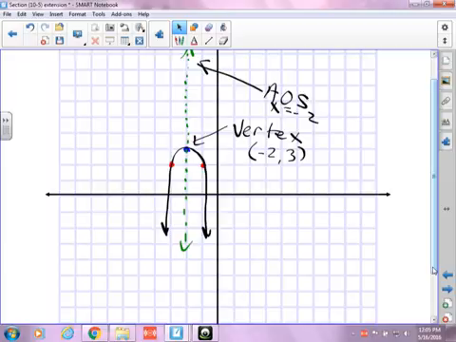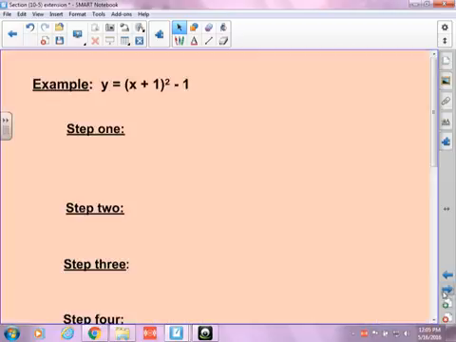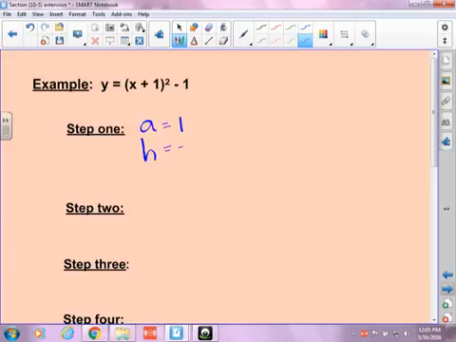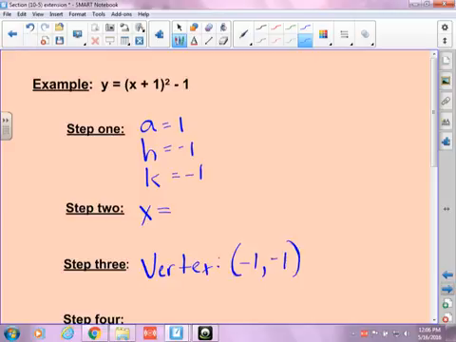All right, let's go on to the next one. Only reason why I'm doing it is just to see another example of what this looks like. Step 1 is to do what? Yeah, pick out my stuff, right? What's my A? It's 1. What's my H? -1, remember it's the opposite. What's my K? It is also -1. What's step 2? I need the axis of symmetry. First of all, what is my vertex? -1 comma negative 1, and so my axis of symmetry is x equals negative 1.